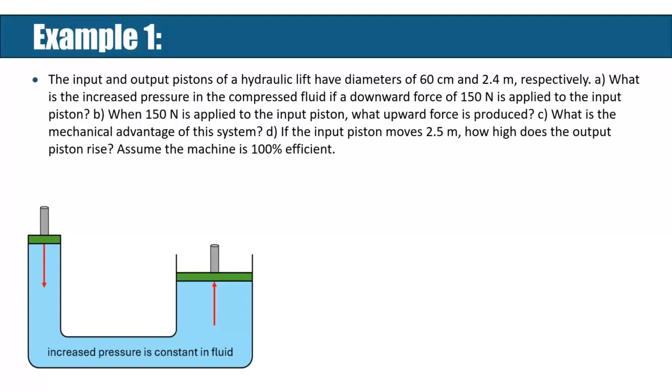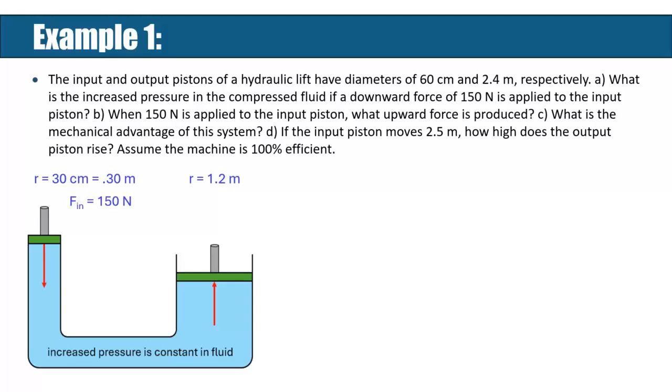In this example, it says that the input and output pistons of a hydraulic lift have diameters of 60 centimeters and 2.4 meters respectively. Let's add that to the picture. So if the diameter is 60 centimeters, that means that the radius is 30 centimeters or 0.3 meters. And if the other diameter is 2.4 meters, then this has a radius of 1.2 meters. What is the increased pressure in the compressed fluid if a downward force of 150 newtons is applied to the input piston? Let's add that to the picture.